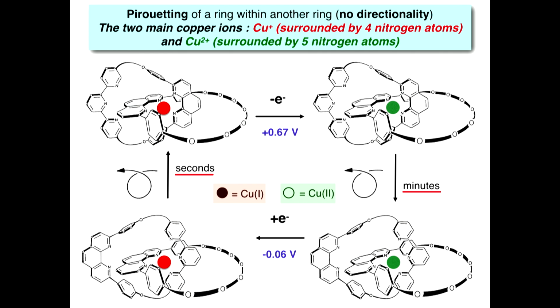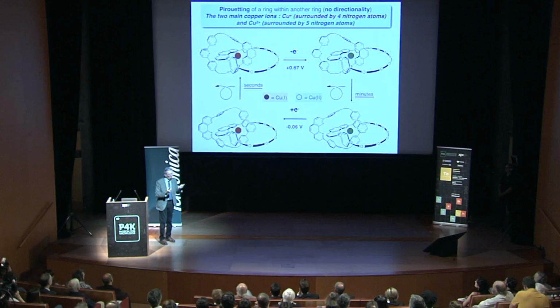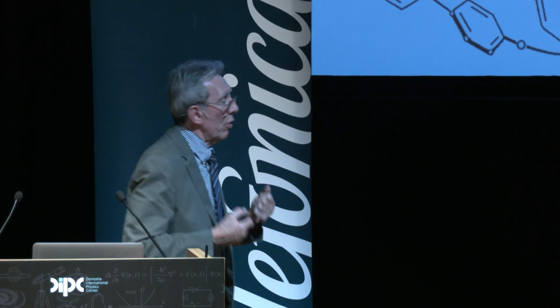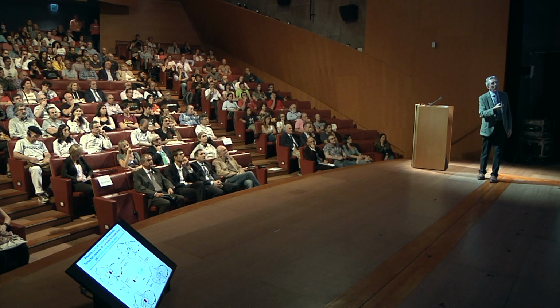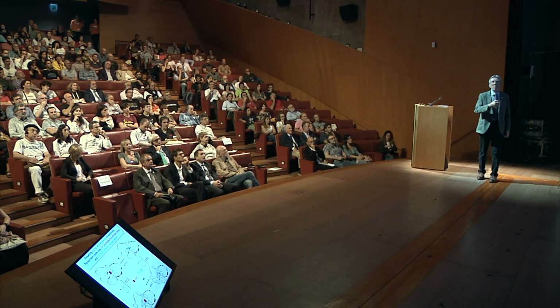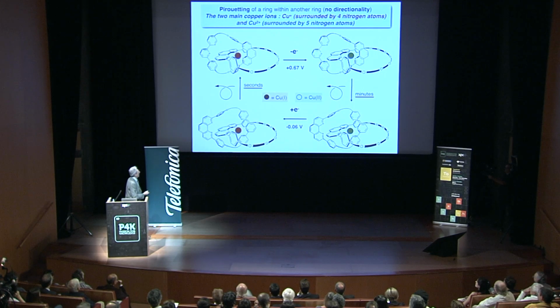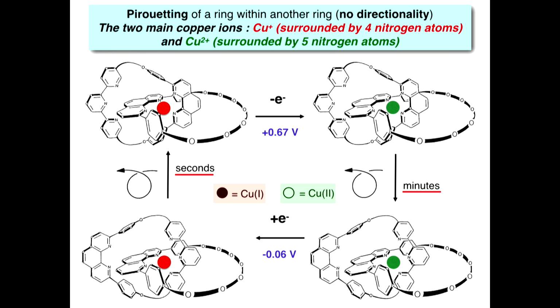Now you will make it less happy. You abstract an electron from copper 1+, and if you abstract an electron from a 1+ species, you generate a 2+ species, naturally. So you go from here to here with now a 2+ copper ion, and copper 2+ prefers to be surrounded by 5 nitrogen atoms. So very simple. The molecule has everything it needs to satisfy copper 2+.